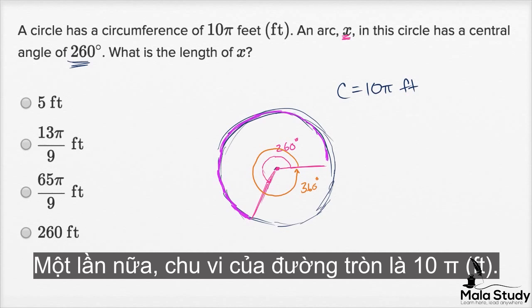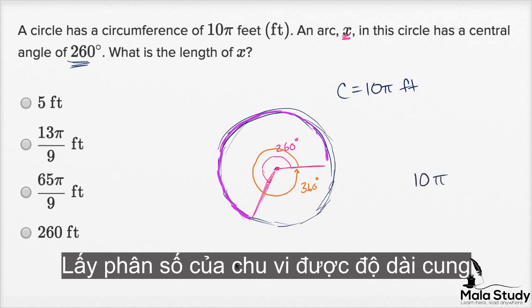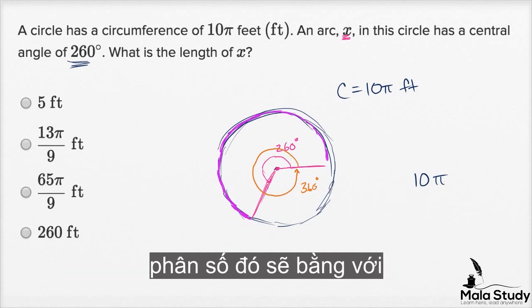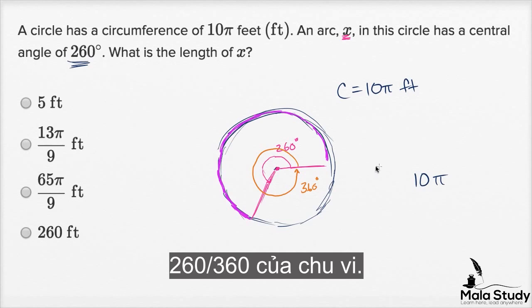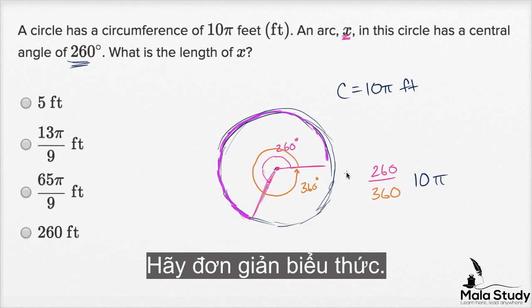So once again, the entire circumference is 10 pi feet. Now the fraction of that circumference that's going to be arc x is going to be the same fraction of the central angle of that arc relative to the central angle if you were to go all the way around, which would be 360 degrees. So it'll be 260/360ths of the circumference. So what's that going to be?